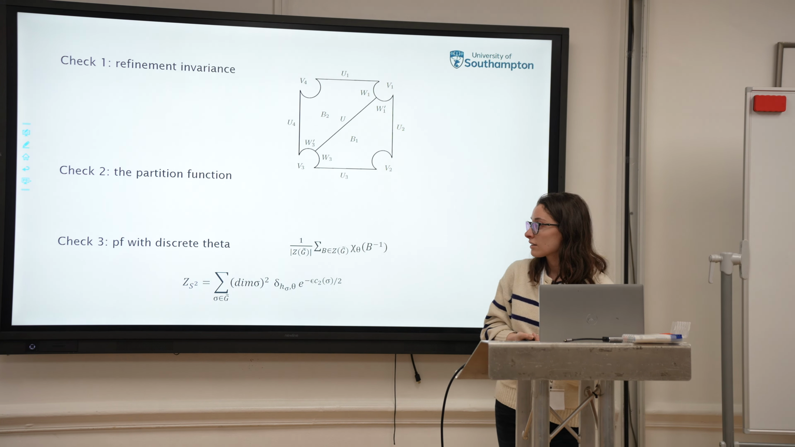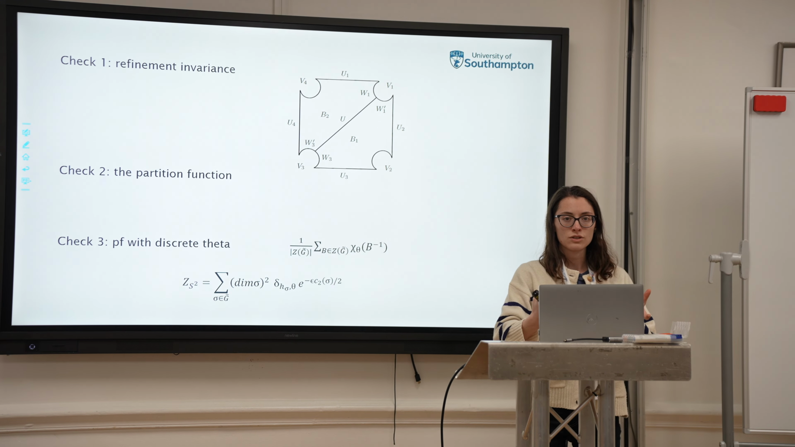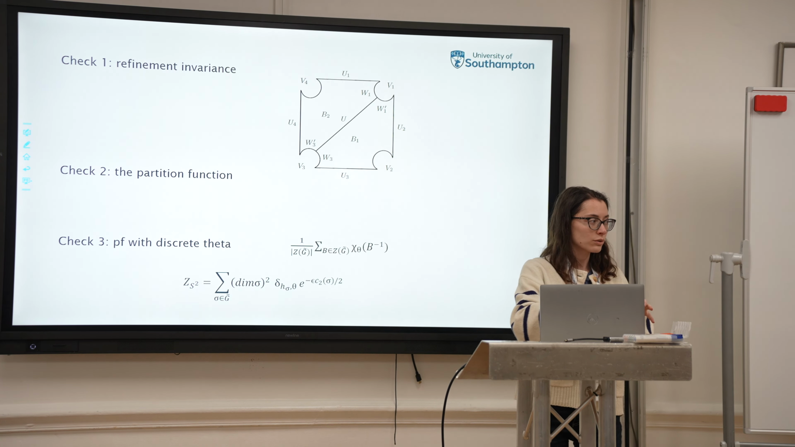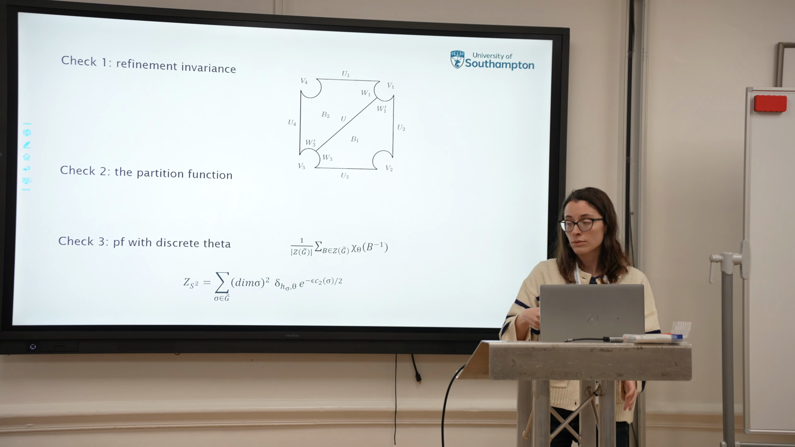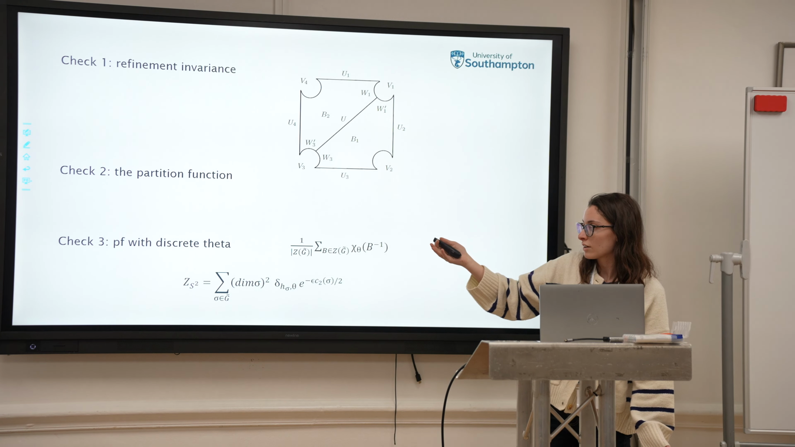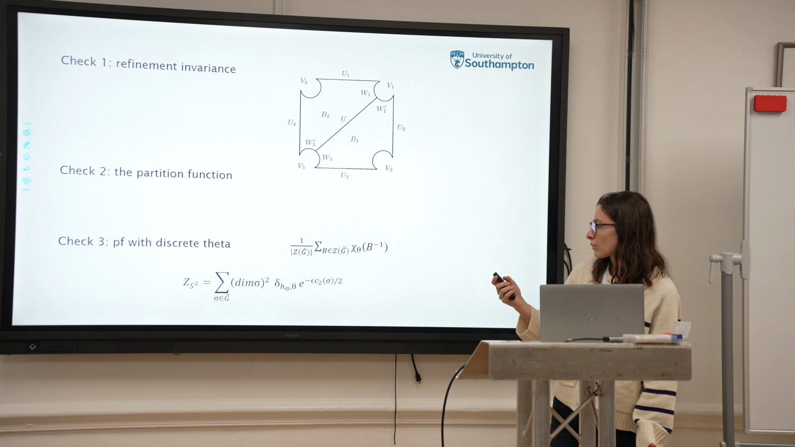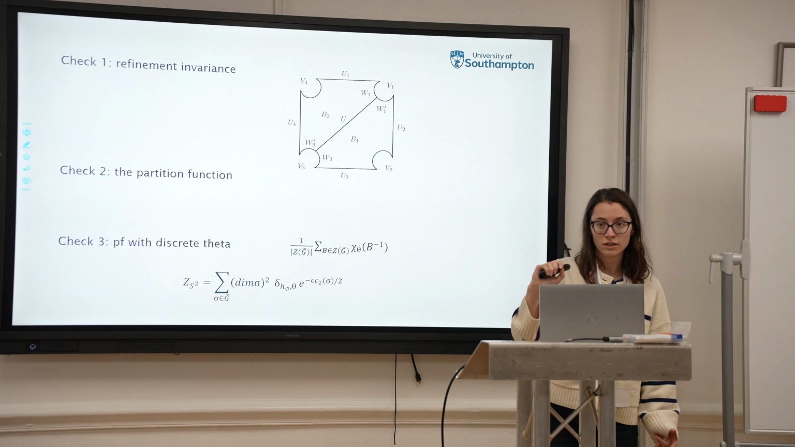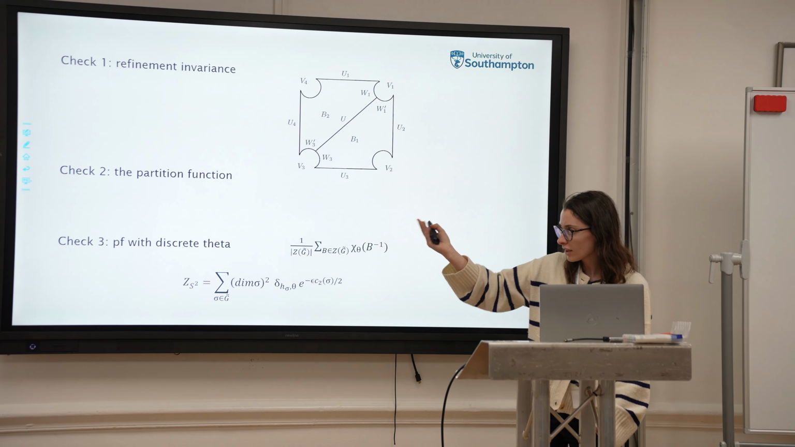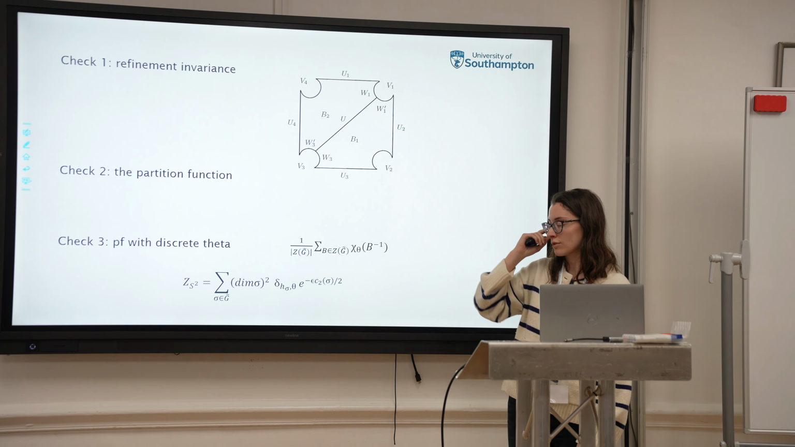We also checked that, of course, we added new degrees of freedom. If we integrate out all of these degrees of freedom, we should be able to recover the original partition function, the one that I showed you with the sum over irreducible representations. And we indeed recover the partition function.